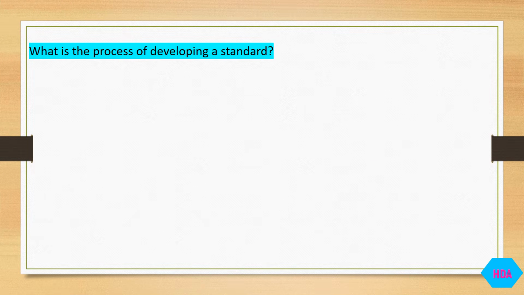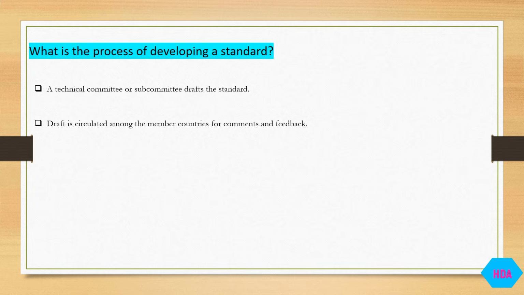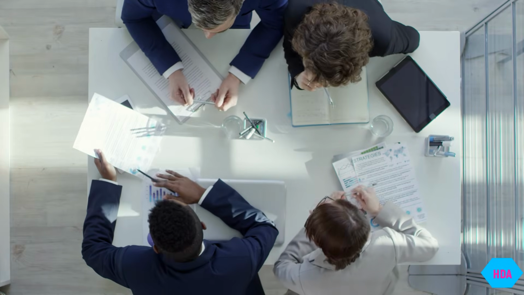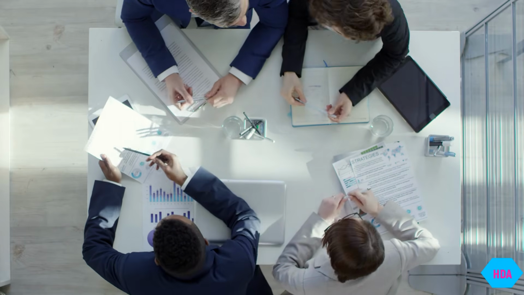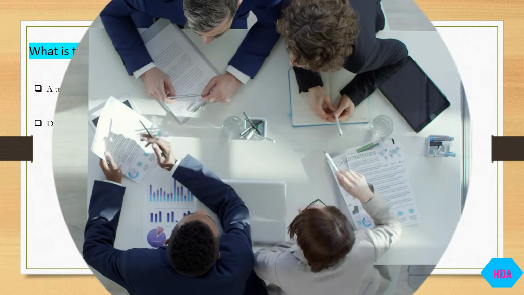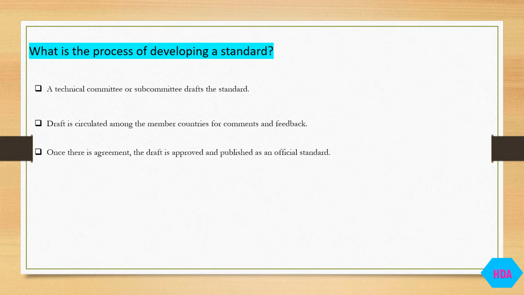So, the next question is, what is the process of developing a standard? The answer is, a working group of experts is formed under a technical committee or a subcommittee to draft the standard. The draft is circulated among the member countries for their comments and feedback. Now, please note that this is not a simple process. Multiple rounds of discussion, approvals and other processes are followed before a draft is finalized. Once there is agreement, which is arrived at on the basis of a two-thirds majority of participating countries, the draft is approved and published as an official standard.